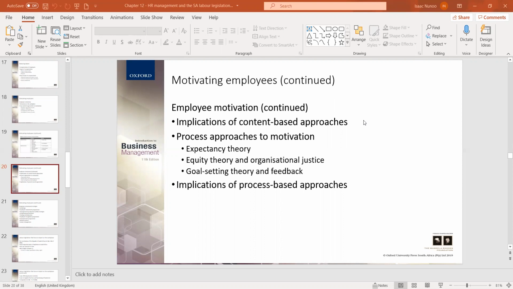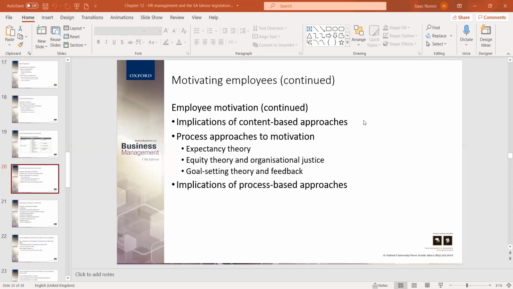Now we move on to the process-based approach. With the process-based approach, we try to identify the process by which factors influence motivation. We have already talked about the three main theories we are going to focus on. First, the expectancy theory, by Victor Vroom. Motivation depends on two aspects: how much we want something and how likely we think we are to get it.